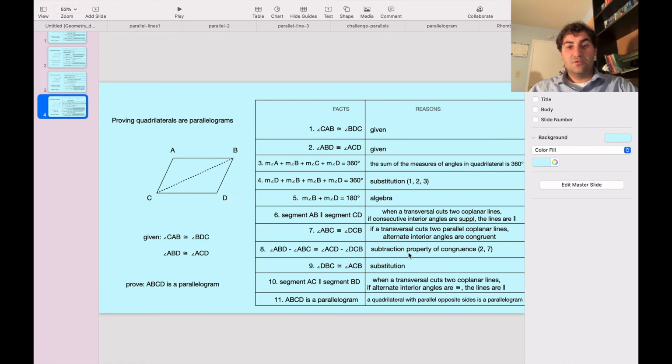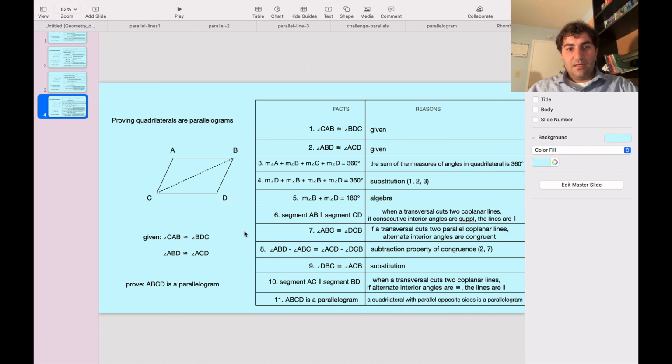I'm going to apply the subtraction property of congruence to statement 2 and statement 7. We're given that angle ABD is congruent to angle ACD, and then I'm just going to subtract statement 2 and statement 7 to get this relation here. If I sub, what is angle ABD, this big angle, minus angle ABC, this angle? It's this angle here, right? DBC. So I just substitute. We get angle DBC is congruent to angle ACB.